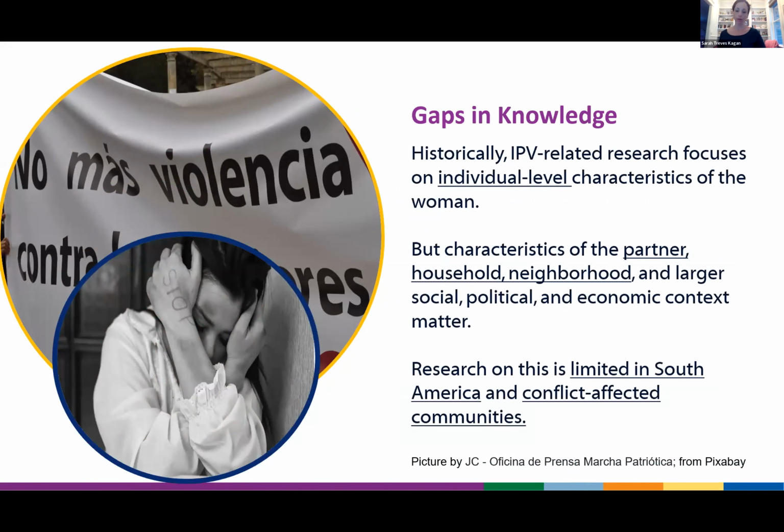So within this context, we sought to better understand IPV. And while IPV can impact all genders, these studies focus specifically on IPV against women. And historically, this research has focused on characteristics of the woman to identify risk and protective factors, despite strong theories suggesting that partner, household, and community factors matter a lot and likely influence each other. So research on these higher level risk and protective factors is limited, particularly in Latin America and among conflict affected populations.